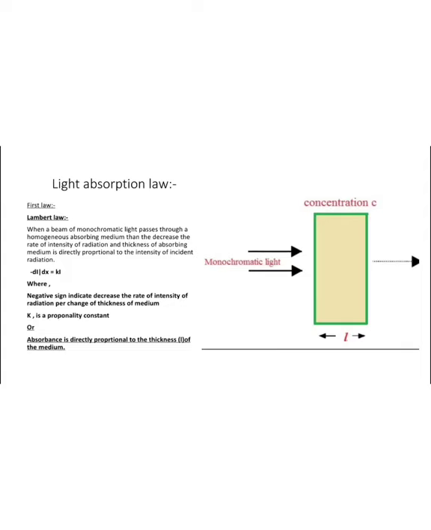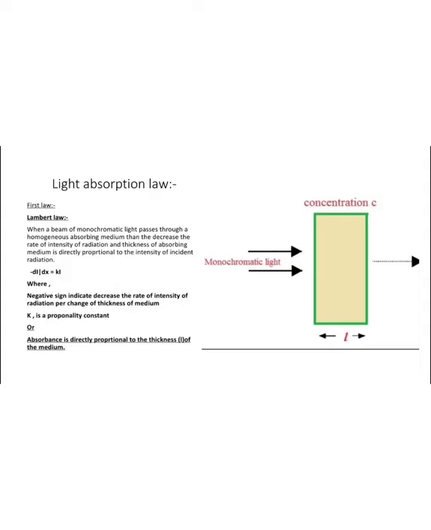Then the light absorbance laws. First, Lambert's law. When a beam of monochromatic light passes through a homogeneous absorbing medium, the rate of decrease of intensity of radiation with the thickness of the absorbing medium is directly proportional to the intensity of incident radiation.